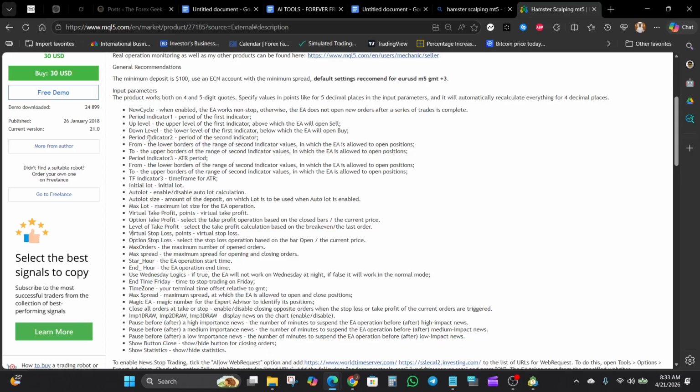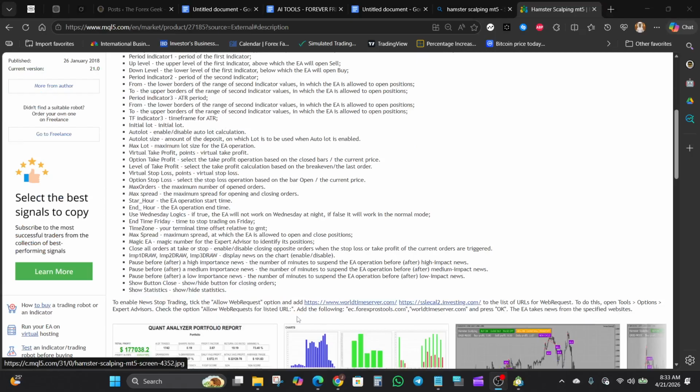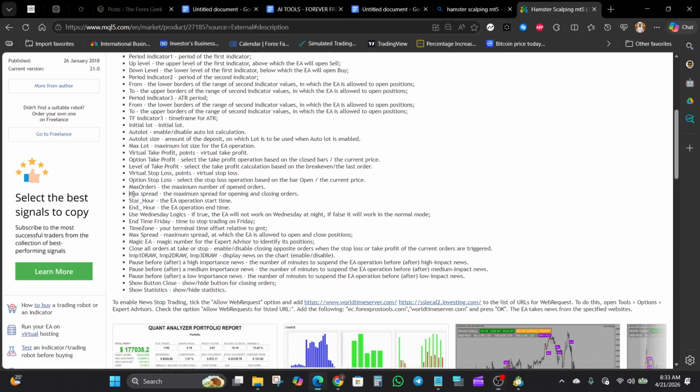our spread filter. We can see here max spread, right? It helps avoid poor entries during high spread conditions, right? You can actually set the maximum spread for opening and closing orders. So if during a period of low volatility, perhaps spread expands, if you had set a maximum spread, then a trade ideally shouldn't be executed when that spread rises beyond the limit that you set.